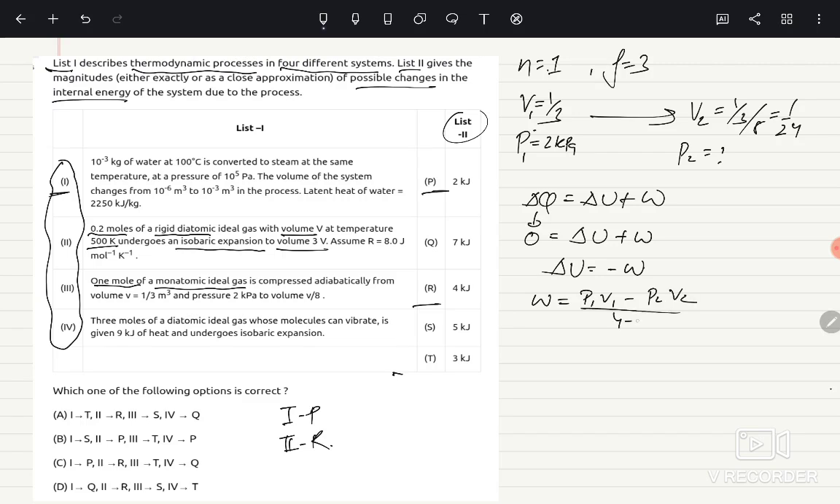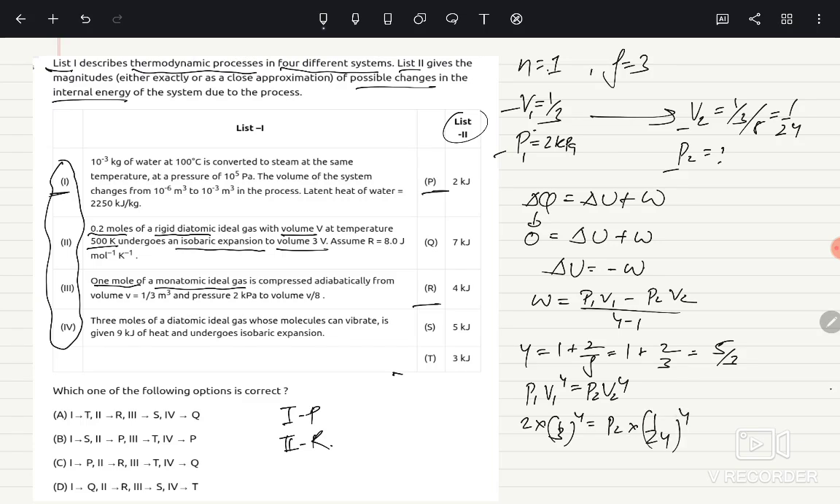So in this case we know P1, V1, V2, but we do not know P2 and gamma. So firstly we calculate gamma. From degrees of freedom we know the formula is 1 plus 2 by F. 1 plus 2 by 3, we will get gamma as 5 by 3, and from that we can calculate P2 from the equation P1 V1 to the power gamma equal to P2 V2 to the power gamma. P1 value is 2, V1 value is 1 by 3, gamma, P2 value we want to calculate, V2 value is 1 by 24, gamma.